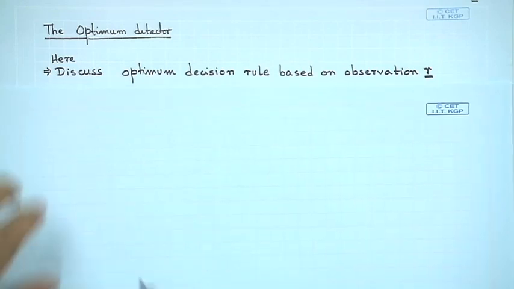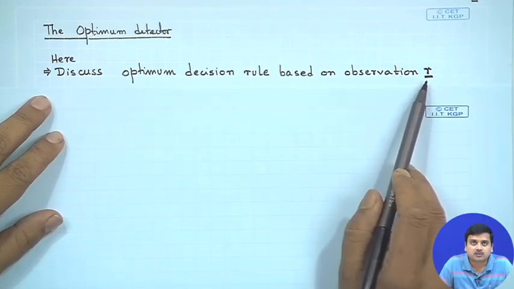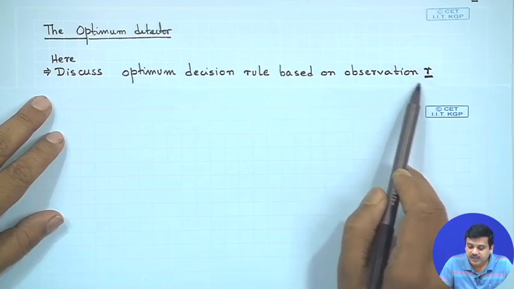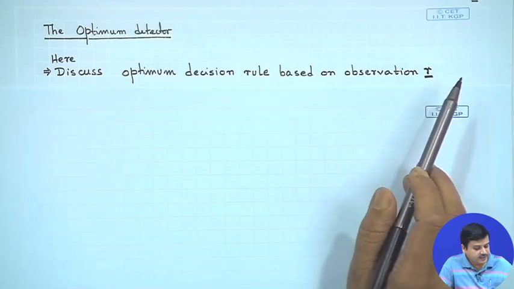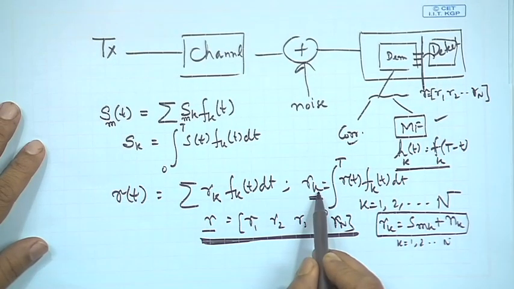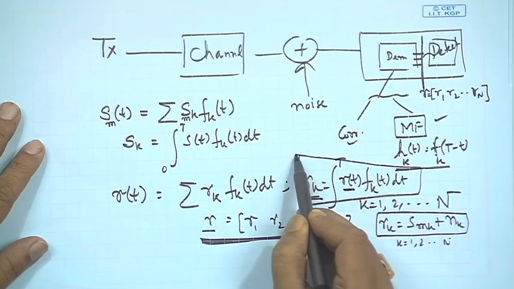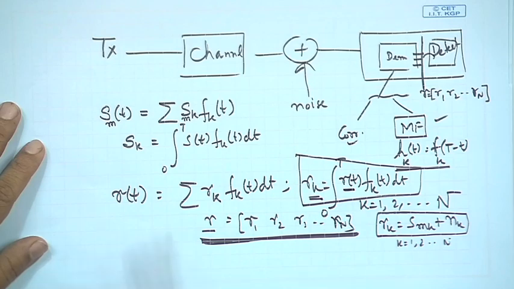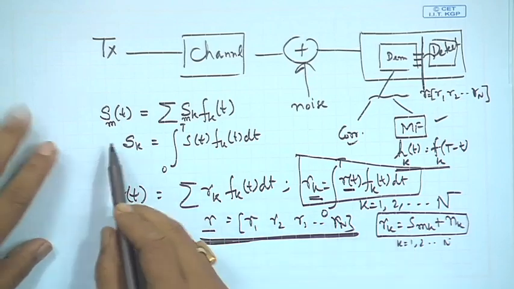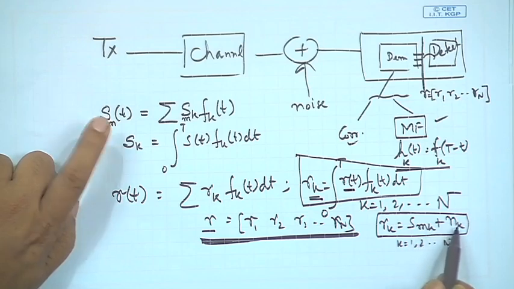At the detector, we discuss the optimum decision rule based on the observation R. This should be very clear now. We have generated R. If you look at what we have generated on this page, we have simply got components of R on the basis dimension. And now, since we have all these components, we want to find out which Sm was sent, because these components contain the signal, but it is noisy.